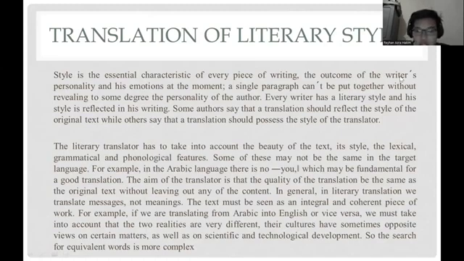In general, in literary translation, we translate messages, not meanings. The text must be seen as an integral and coherent piece of work. For example, if we are translating from Arabic into English or vice versa, we must take into account that the two realities are very different. Their cultures have sometimes opposite views on certain matters, as well as on scientific and technological development. So the search for equivalent words is more complex.